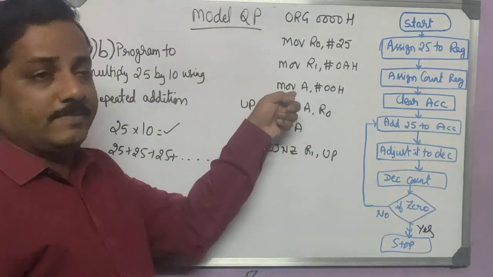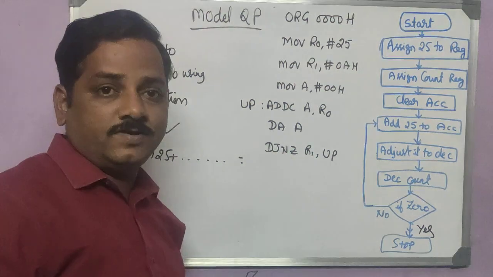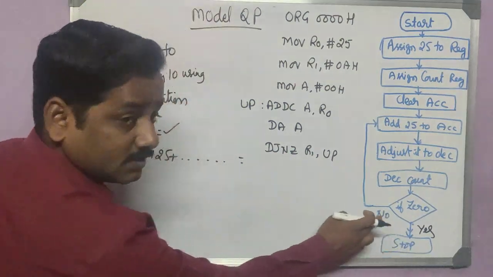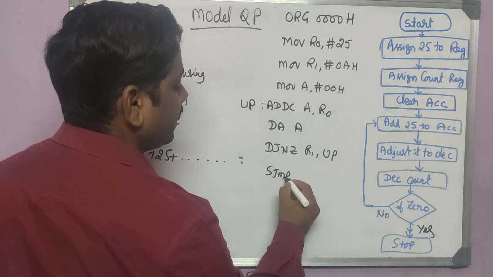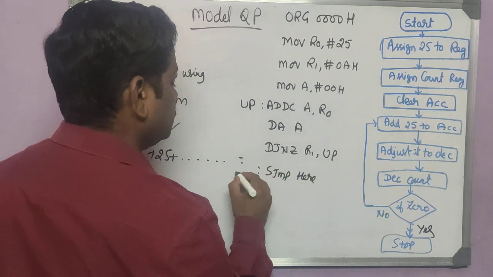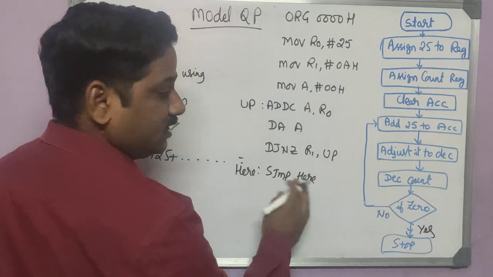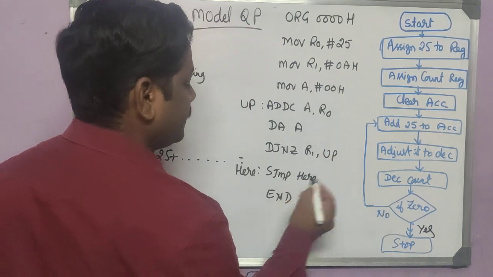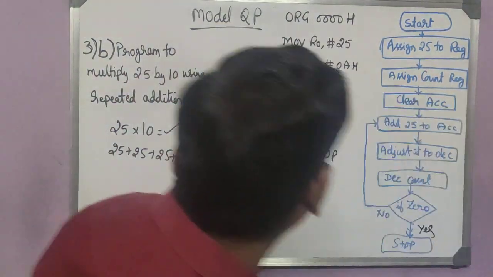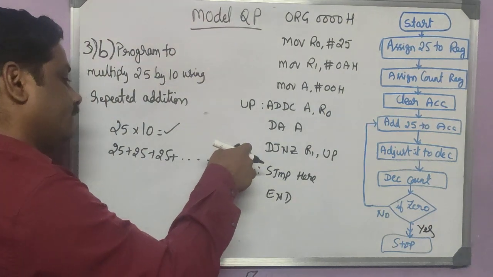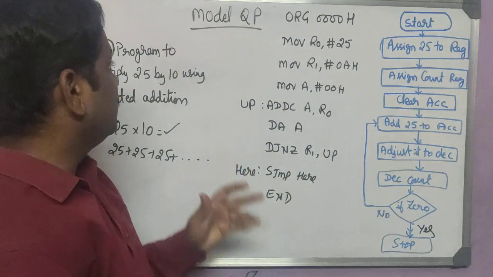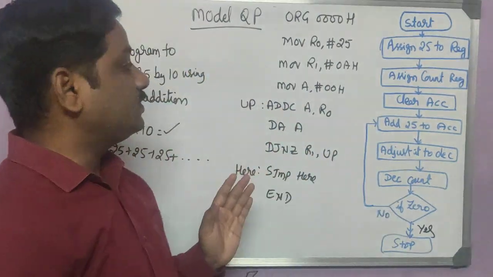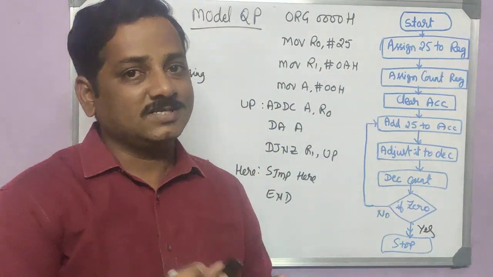If not 0, come here. If it is 0, come out of it and stop. Stop means we write it as SJMP here. This is the label; you can use any label over there. And END. That is how we can end the program. So this is a program wherein we are multiplying 25 without using a multiplication instruction.